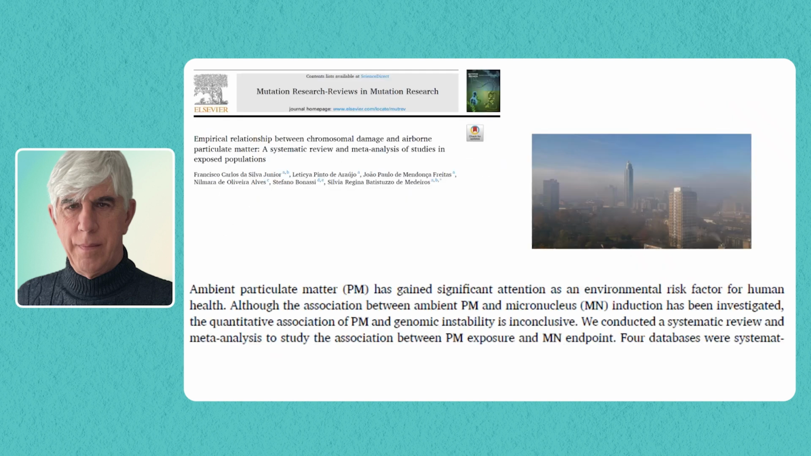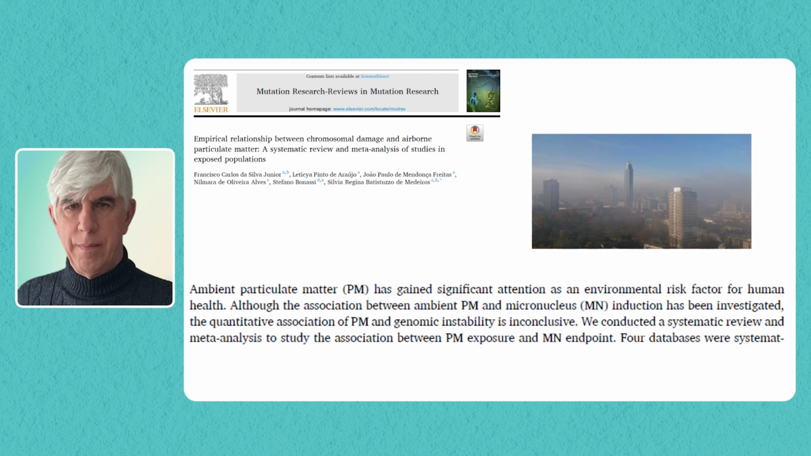Okay, that was another example based on humans here. And I'm talking about urban air pollution, which is another very controversial issue, for several reasons. Because it's difficult to assess exposure.